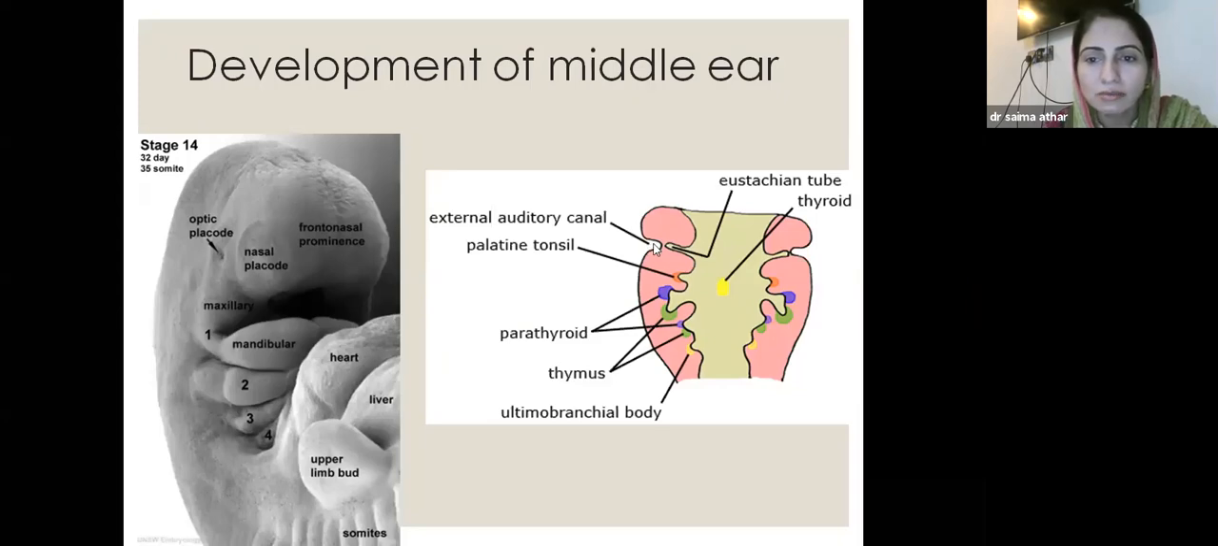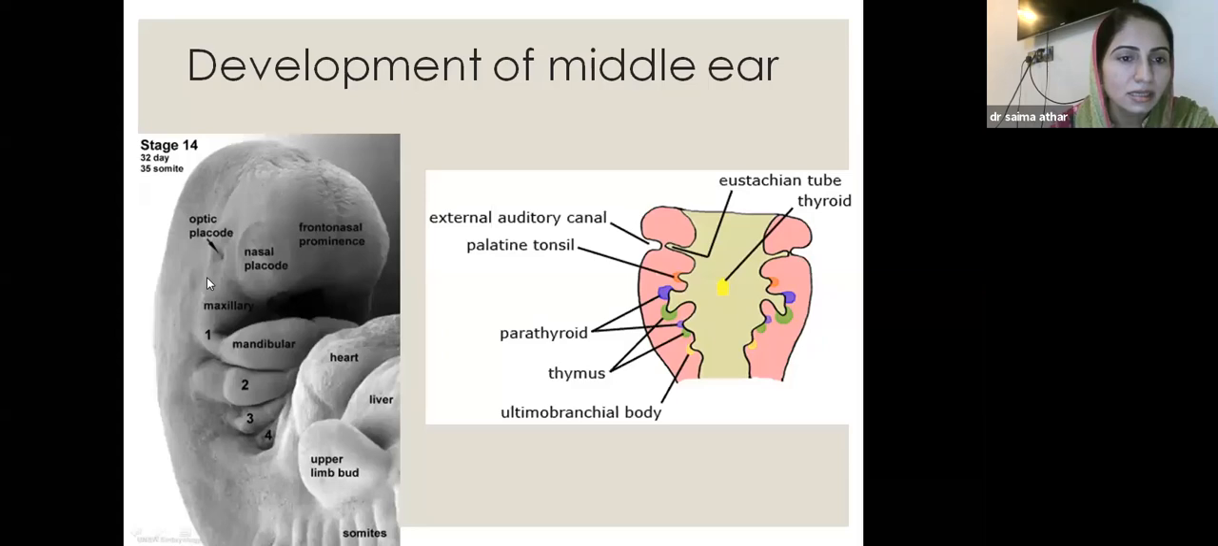Where I have kept the arrow, this is the first pharyngeal cleft that will contribute to the external ear, as part of the external auditory meatus. The first pharyngeal pouch will give rise to the eustachian tube as well as the middle ear cavity. Now you can see the external appearance.